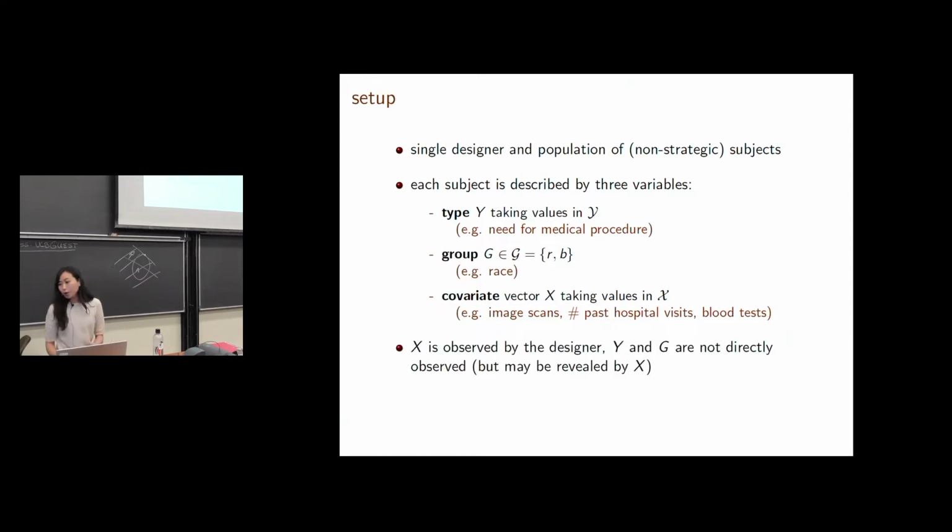Now the covariate vector is going to be observed by the designer and hence usable as an input into the algorithm. Y and G are not going to be directly observed, but we're placing no restrictions on the joint distribution of these variables. So for example, it could be that the covariate vector actually directly reveals group identity or even Y.